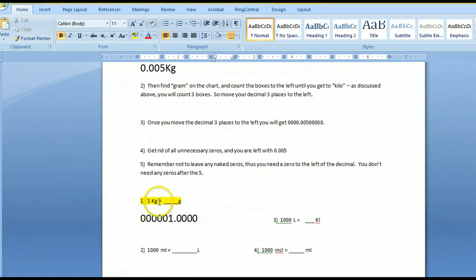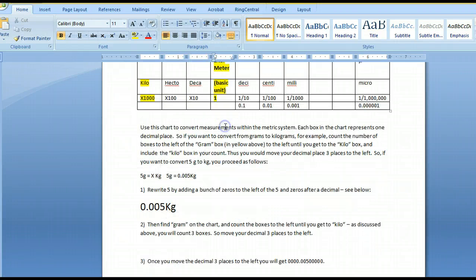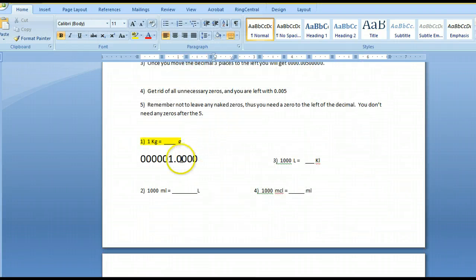Okay, so we're going from kilograms to grams. This time we're going from the left to right. So we're going to go 1, 2, 3. We went 3 boxes this time to the right. Remember, we don't count the box we start, but we do count the box we end. So 1, 2, 3. We're going to move our decimal 3 places to the right. 1, 2, 3. New decimal.